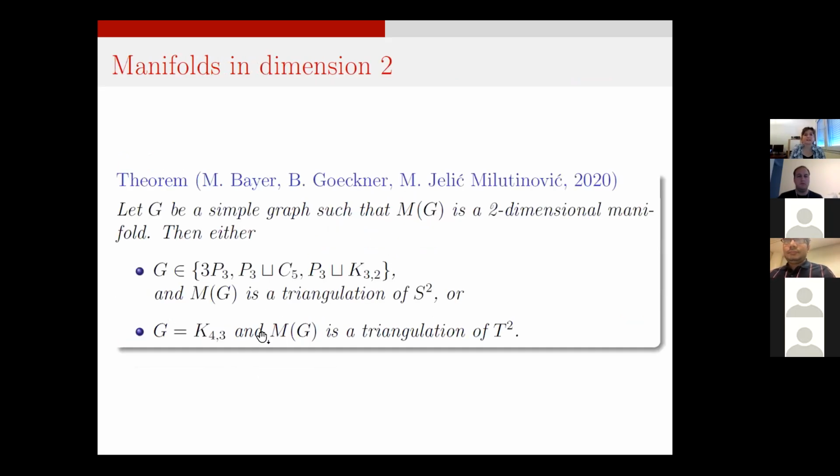At first, this is the theorem for dimension 2. In dimension 2, we said, if M of G is a 2-dimensional manifold, what graph G can it be? Well, a combinatorial analysis shows that it can be one of these three disjoint unions: just a cycle, K32 and P3. And that's what we expected from the previous theorem, right? But we got one more. We got this K43, and M of G is a triangulation of the torus.